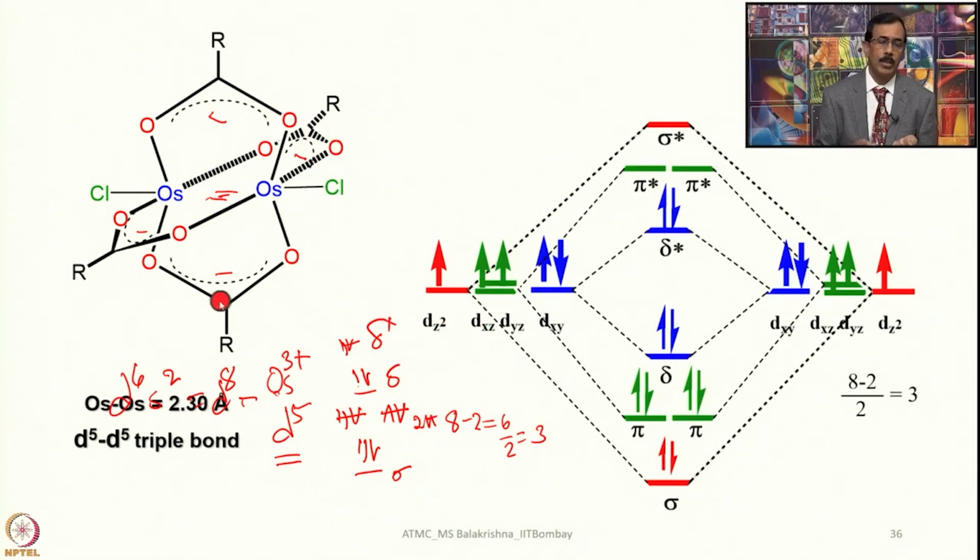So, this is how, no matter which metal ion is given, you can say how many bonds are there, whether the bonding is possible or not. All those things you can analyze simply using a very general MO diagram.